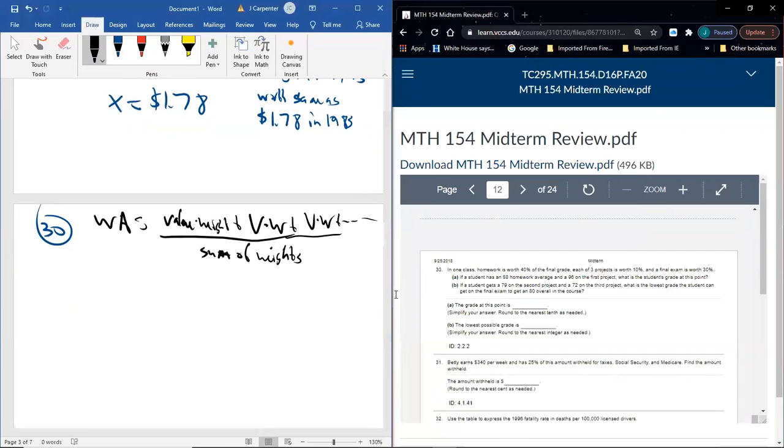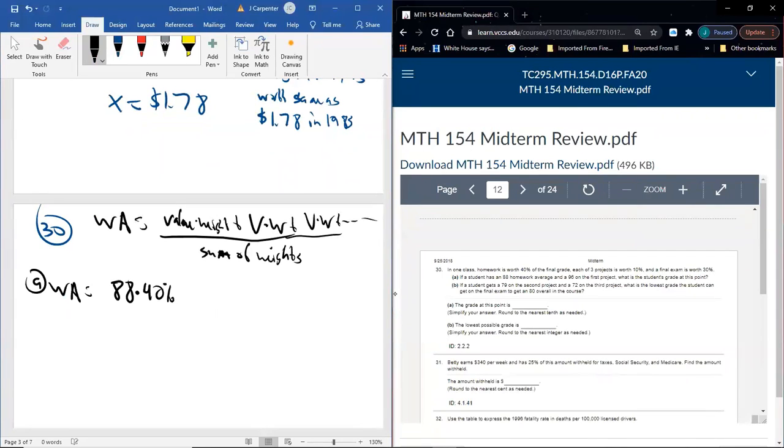All right, so we've got a bunch of different categories. We've got homework at 40%. We've got projects, 3 of them, 10% each, so that's 10%, 10%, and 10%. And then the final is 30%. So under scenario A, our student has an 88 homework average, a 96 on the first project, and that's it. So our weighted average is going to be an 88, that's our homework, times the homework weight, which is 40%.